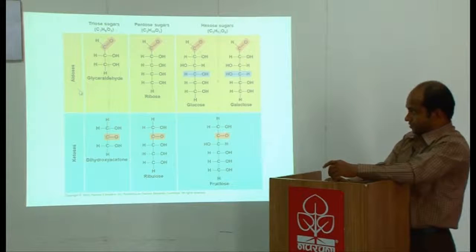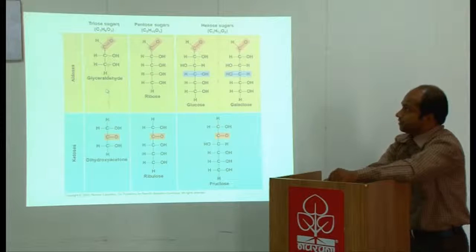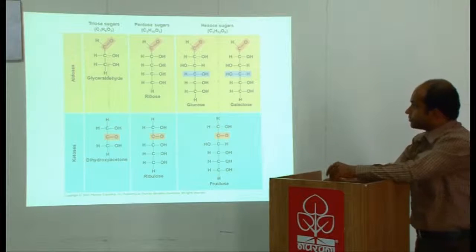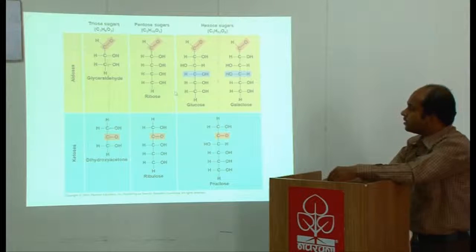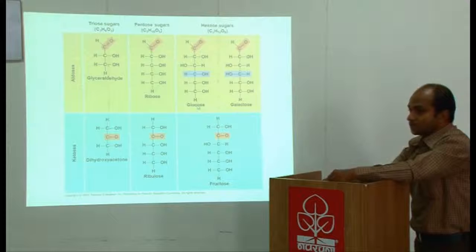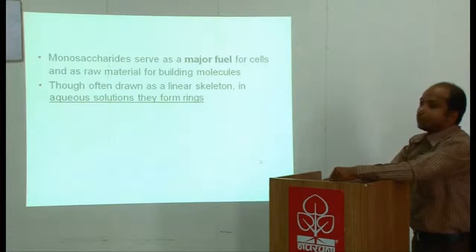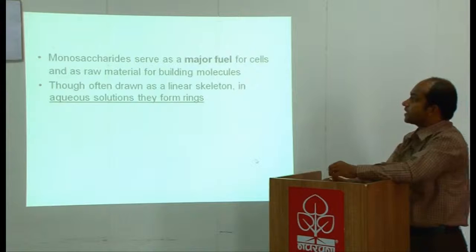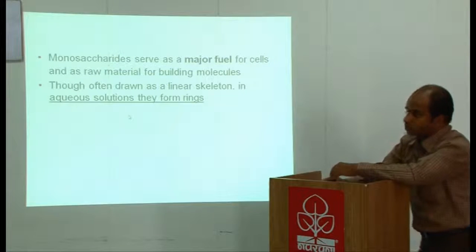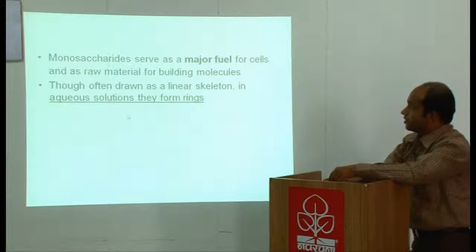So a lower molecular weight 3 carbon compound like glyceraldehyde can result in a triose sugar, whereas a comparatively higher molecular weight 6 carbon monosaccharide like glucose can result in various different polysaccharides. So what are the functions of these monosaccharides? These monosaccharides are an important source of fuel for the cells and also serve as the raw material for the building up of the molecules of a cell.